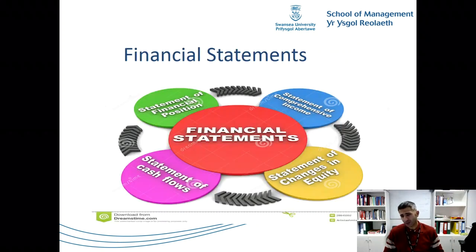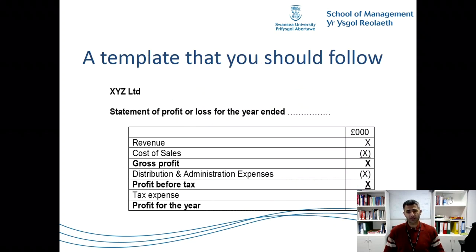Okay. Now let's come to the financial statements. We will look at two main financial statements. We will start with the statement of profit or loss, and then we will move to the statement of financial position. So this is the format which you need to look at, or which actually not to look at, you need to memorize and know it by your heart.